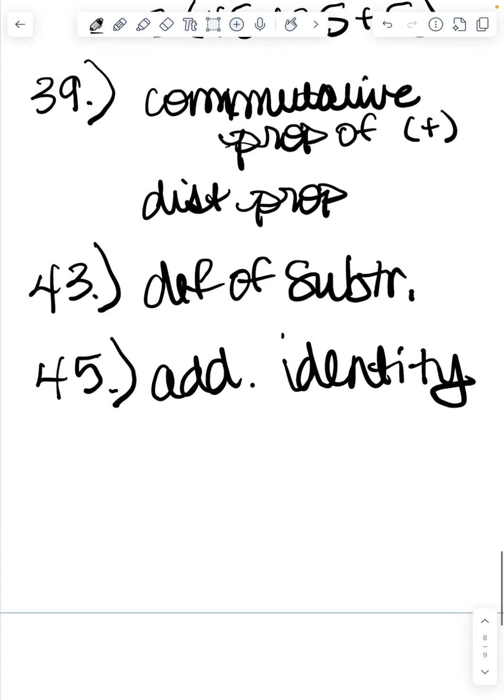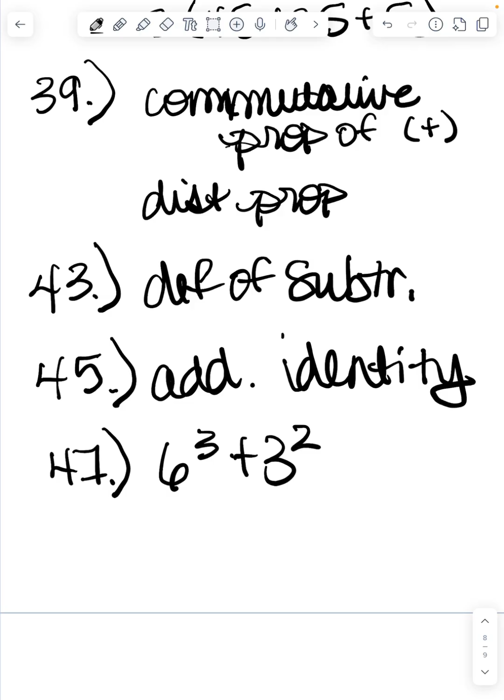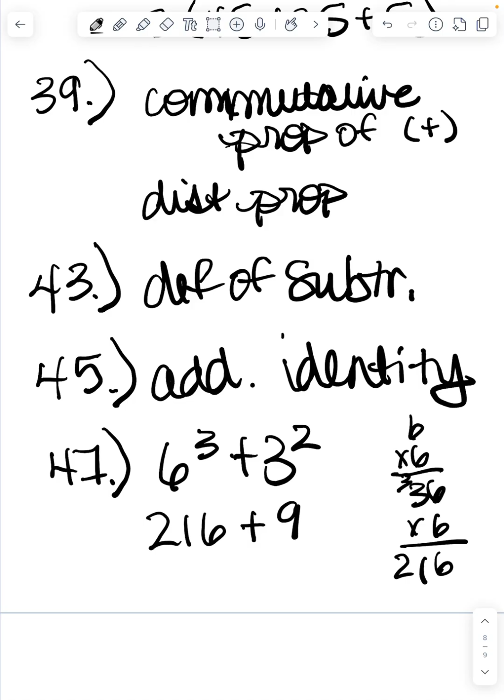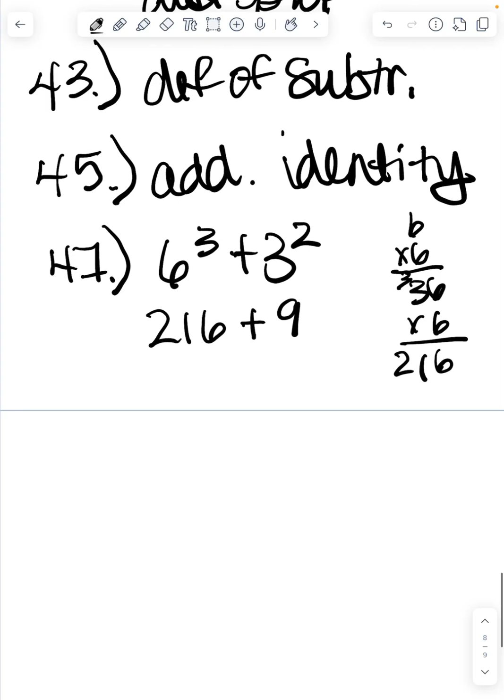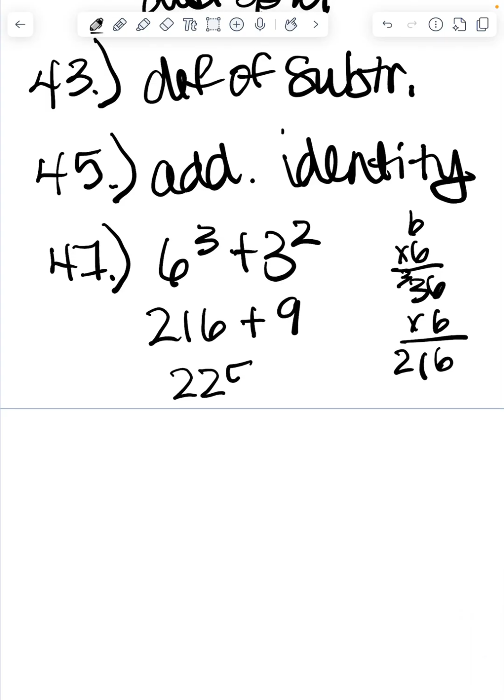Additive identity. 47. 6 cubed plus 3 squared. Oh man, I forget what 6 cubed is. But I do know 6 times 6 is 36. And then a third one, 36. So 216. 216 plus 3 squared, which is 9. That means my final answer is 225.